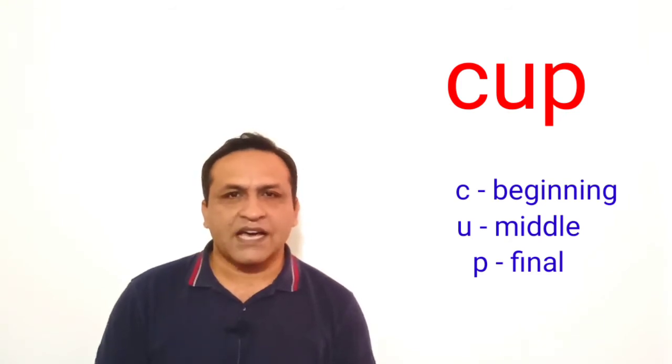Likewise, we have a word like cup. We have three sounds here. K is the initial sound, A is the middle sound, and P is the final sound. Children are given words where they have to separate the sounds and then join the sounds, and this is how they learn blending and segmentation of sounds. But it is very important for the students to identify the beginning sound, the middle sound, and the final sound.